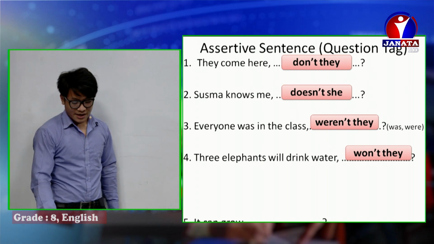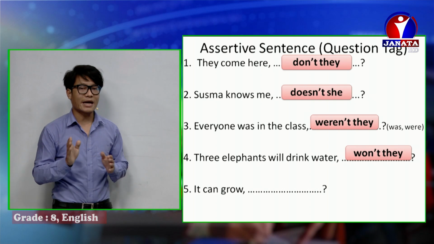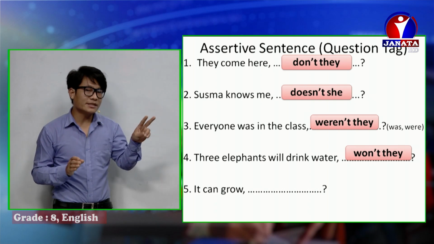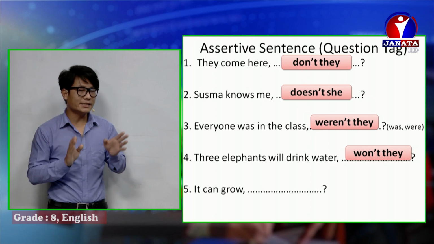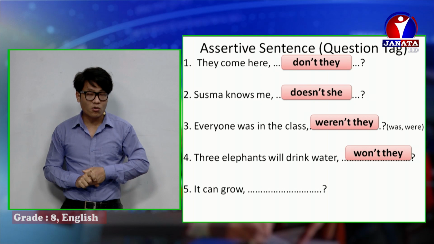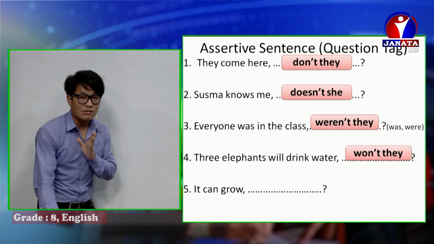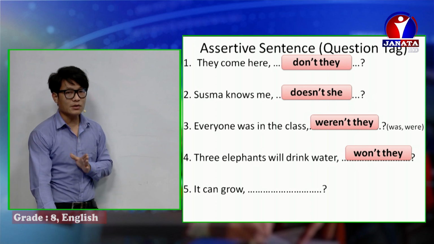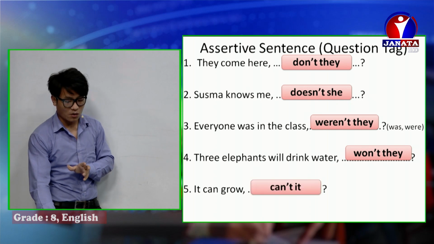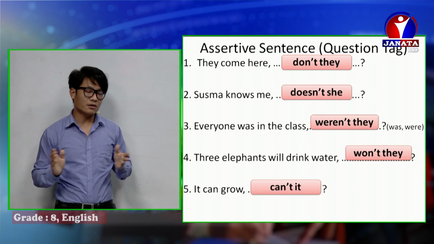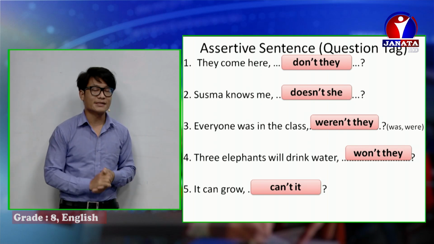So next, it can grow. It can grow. The pronoun it is there, can is there, grow. It can grow. So obviously there is a modal auxiliary verb, that is can. So what is the right question tag? Obviously it's a positive statement, so the answer should be negative. It can grow, can't it? So this is how we make an assertive sentence question tag.